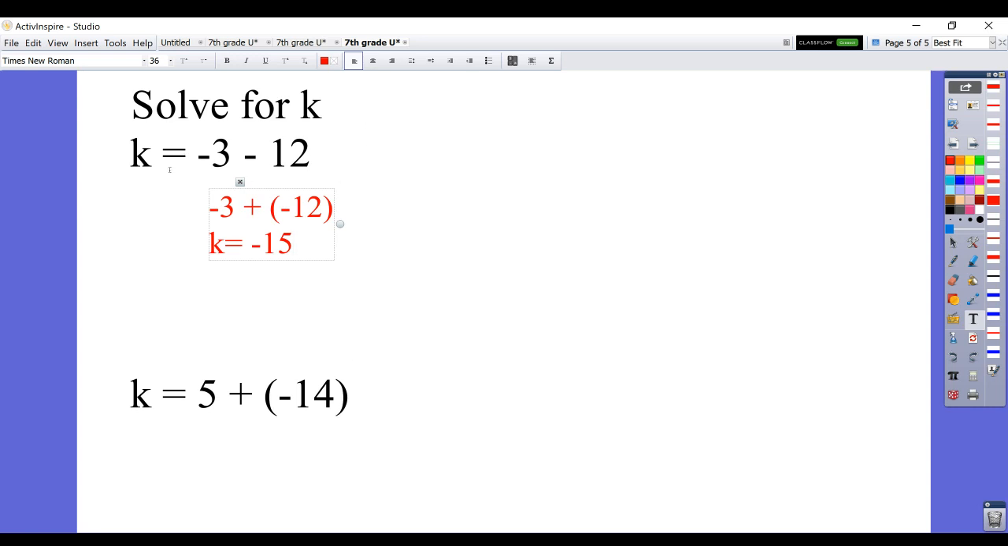For this one, you do not need to do a rewrite, and that's intentional on my part because sometimes people get in the habit of rewriting with subtraction and they start doing it here, there, everywhere. And they start doing it when they shouldn't, like in an addition problem. When you've got addition, you just leave it just the way it is and say, what is 5 plus negative 14? Which is negative 9.